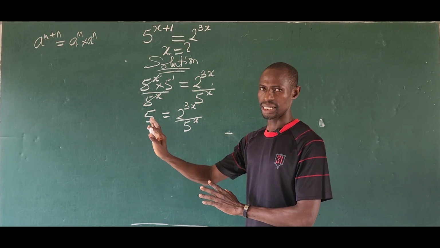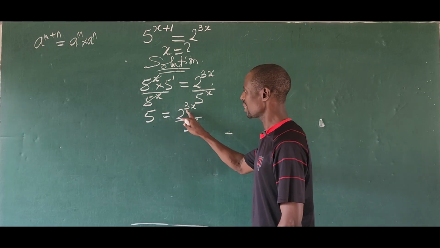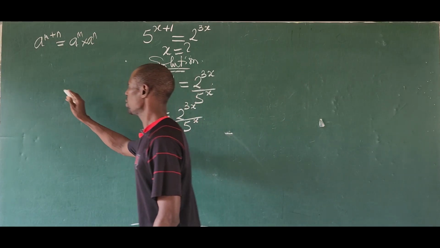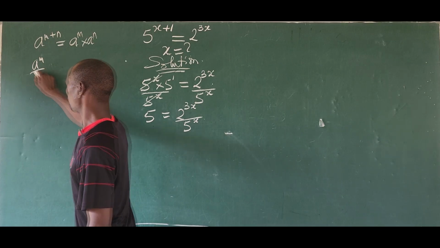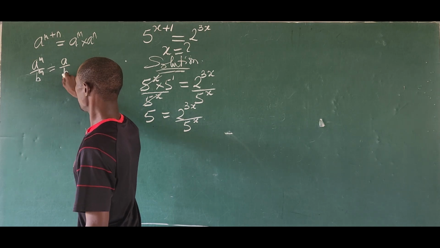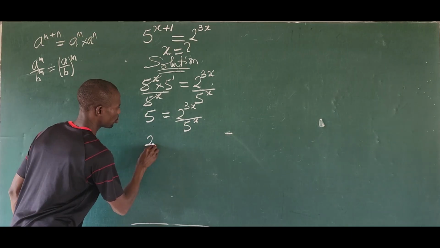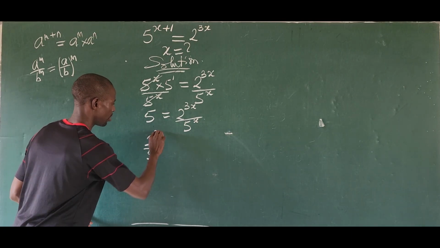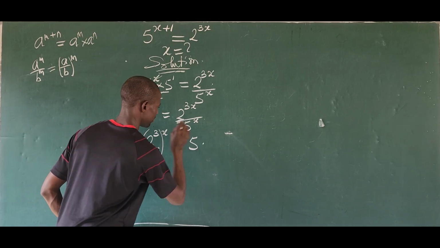Let's turn this expression around, moving this to this side, and rewrite the expression we have here. We know that if you have a to the power of m all over b to the power of the same exponent, this is a over b, all raised to the power of m. So if we rearrange, we're going to have 2 to the power of 3 all over 5, all raised to the power of x, is equal to 5.